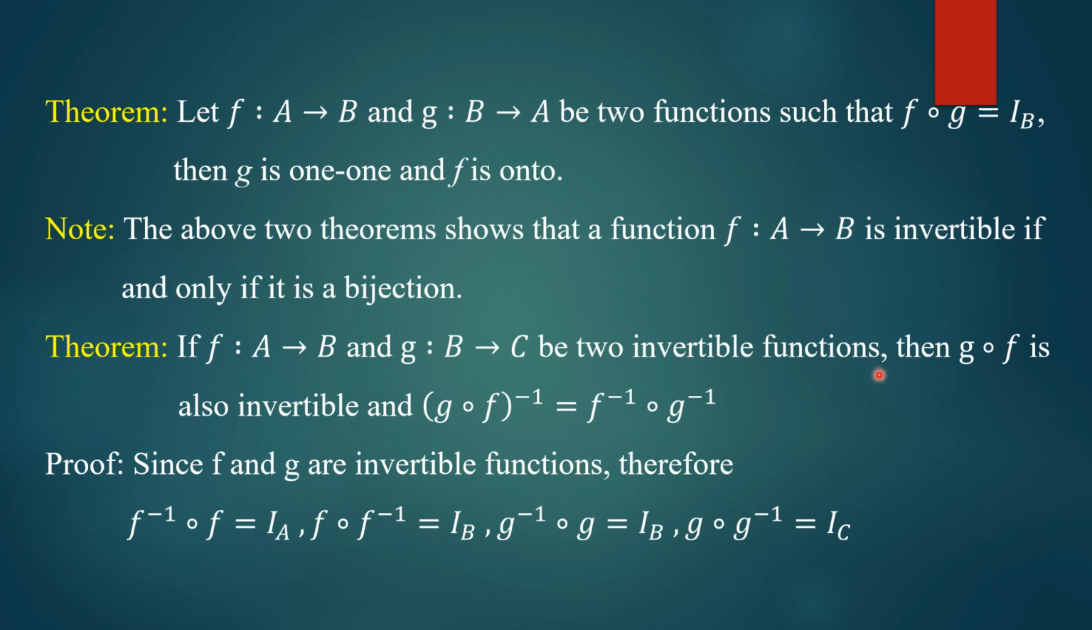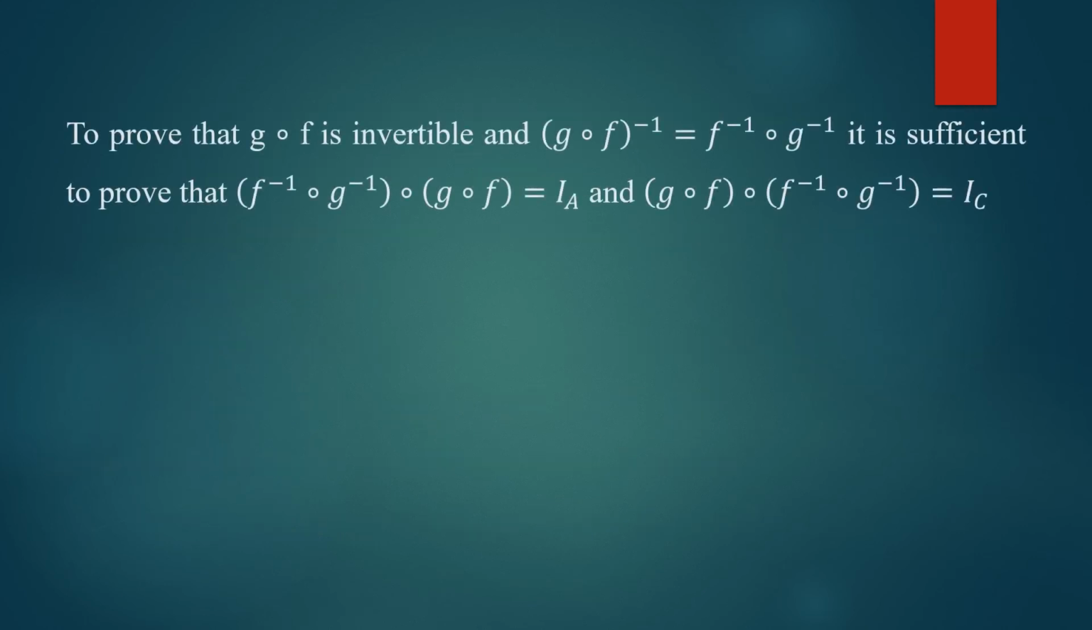Okay, now you are to show the function GOF is also invertible, and that its inverse is equal to this. So you write that one. To prove that GOF is invertible, that is, the inverse of GOF is equal to f inverse o g inverse, it is sufficient to consider this total function as a single function, say h, and this total function as a single function, say r, like this.